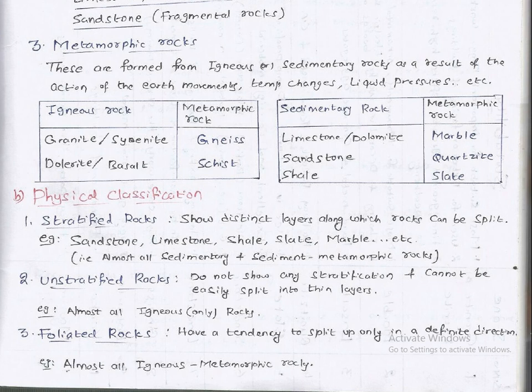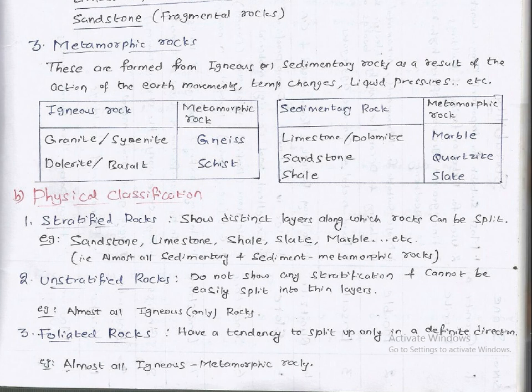Igneous rocks are granite and syenite; the metamorphic form is gneiss. Dolerite and basalt are igneous forms, and their respective metamorphic form is schist. Sedimentary rocks, dolomite and limestone, have the metamorphic form marble. Sandstone changes to quartzite, shale changes to slate.